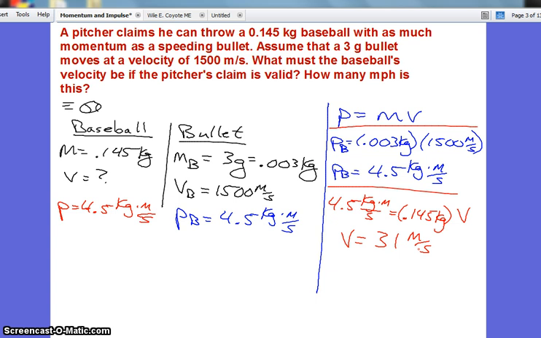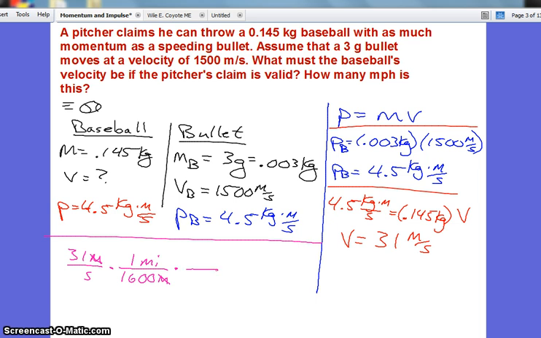Now, again, most people don't understand meters per second. Is that something that a baseball player can actually do, is throw a baseball at that velocity? So we're going to convert this now to miles per hour. So we take 31 meters for every 1 second, and we're going to first convert from meters to miles. For every 1 mile, there are 1,600 meters. 4 times around the track is 1 mile. 4 times around the track is 1,600 meters. So the meters cancels out. We're left with miles per second.